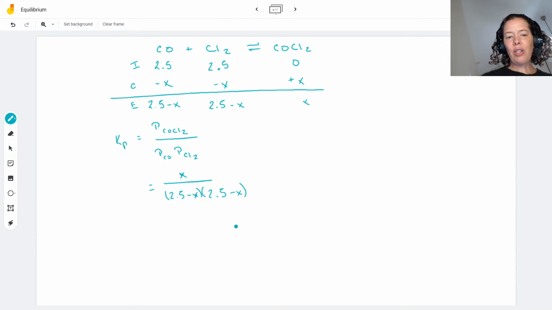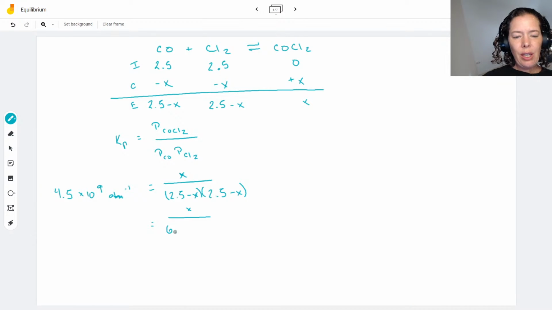Okay, so now we get to start slogging through all of our algebra. Oh, sorry, we do have our value for Kp. We spent a lot of time calculating that. 4.5 times 10 to the 9th, and that is atmospheres to the -1. Okay, so I'm just going to focus on the right-hand side of this equation right now. So this is going to be x. I'm going to FOIL my denominator, and this is going to give me plus x squared. Now I'm going to take this quantity over to the left-hand side and multiply through by 4.5 times 10 to the ninth.